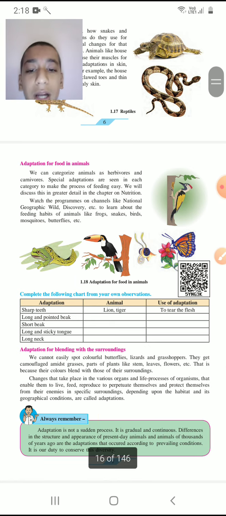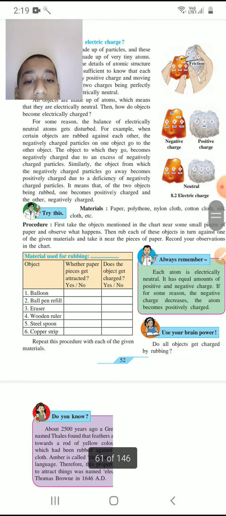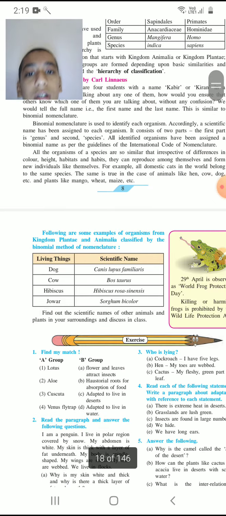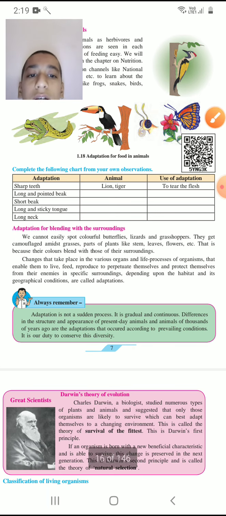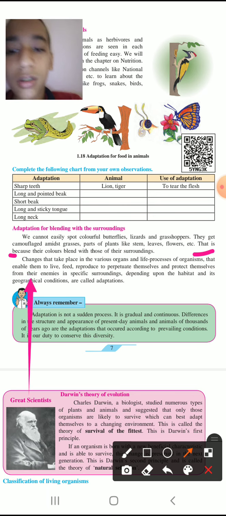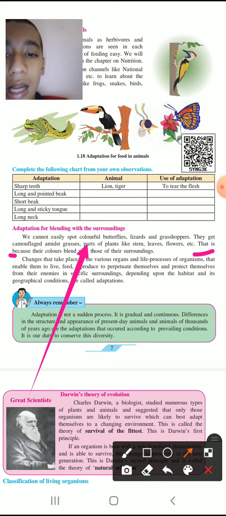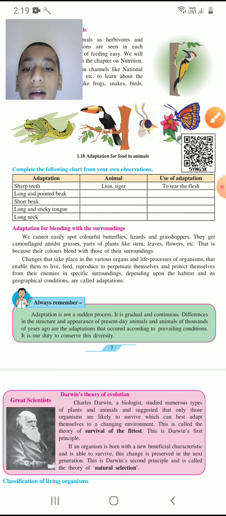Adaptation for blending with the surroundings. We cannot easily spot colorful butterflies, lizards, and grasshoppers. Here we are reading: they get camouflaged among parts of plants like stem, leaves, flowers, etc. That is because their colors blend with those of their surroundings.